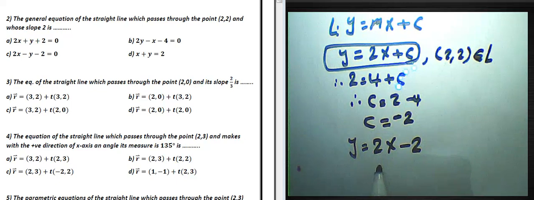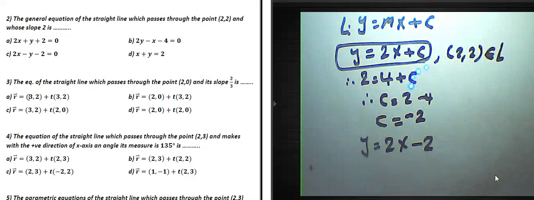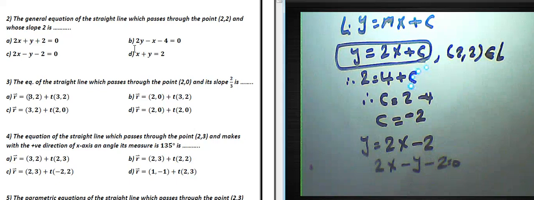Okay, choose what? We can move 2x from the right hand side to the left hand side and change the sign. It will be y minus 2x equals negative 2, or 2x minus y minus 2 equals 0. Okay, the result will be y equals 2x minus 2, or you can move y from the left hand side to the right hand side and change the sign. Then we can write 2x minus y minus 2 equals 0. Choose. The result will be what? Look with me here, 2x minus y minus 2 equals 0. Choose letter C for question number 2.